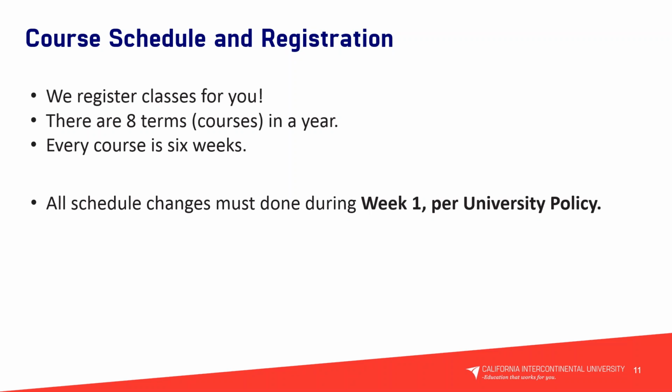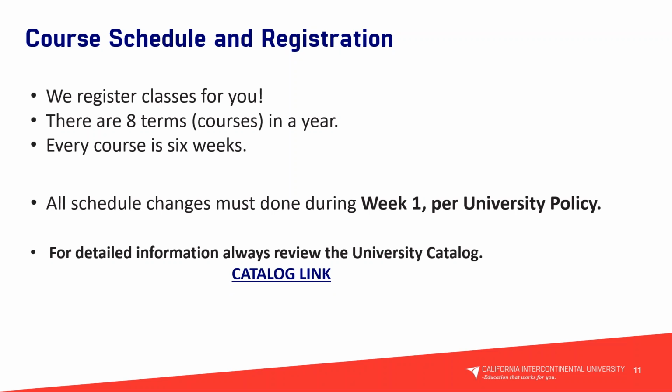And just a reminder, all schedule changes must be done during week 1 per university policy. For detailed information, always review the university catalog. That's the go-to document. If you ever find yourself asking, what about my class? What does my class have? What does my program look like? What's the attendance policy, for example? That catalog is always listed here. There's a link here on our website. I understand it was provided to you when you enrolled. The catalog is something that maybe now you want to start looking into, if you haven't done so already, before July 2nd.